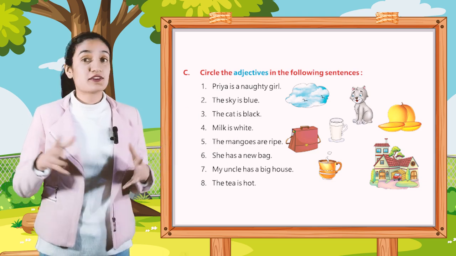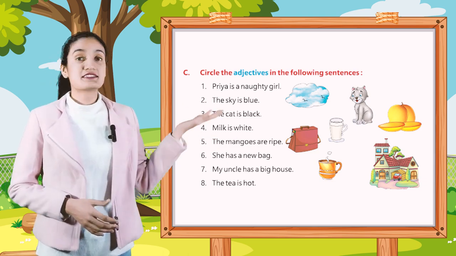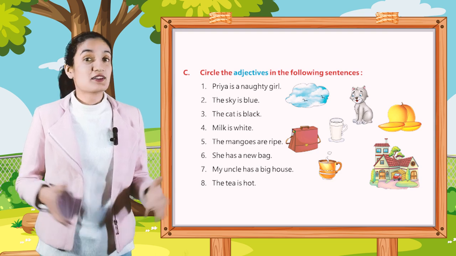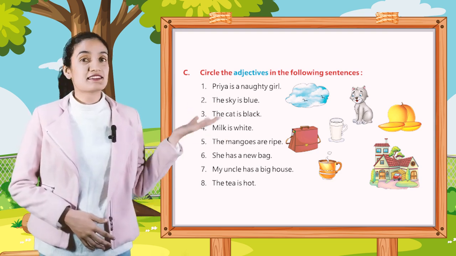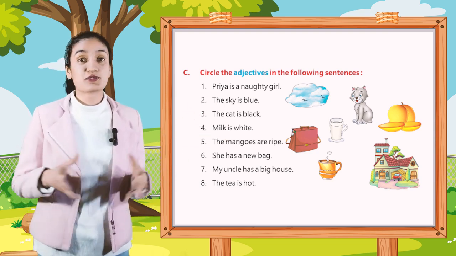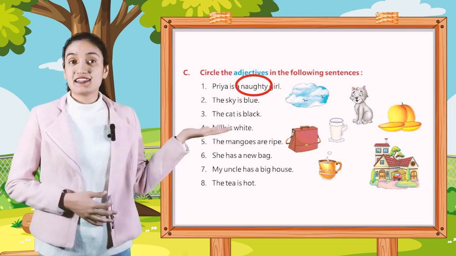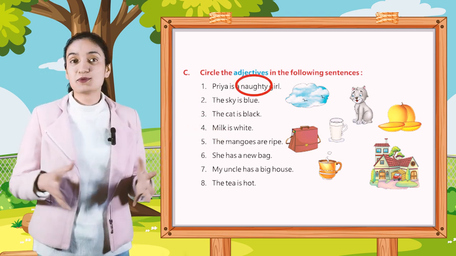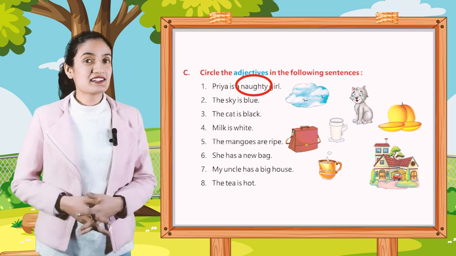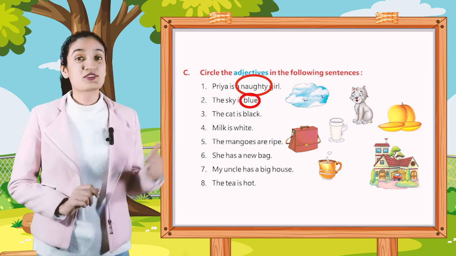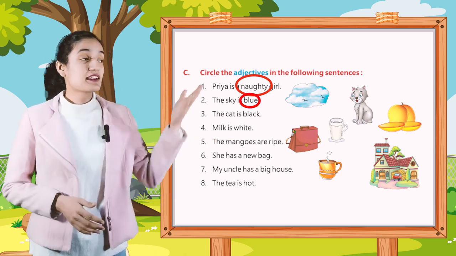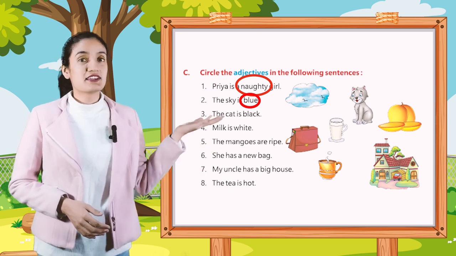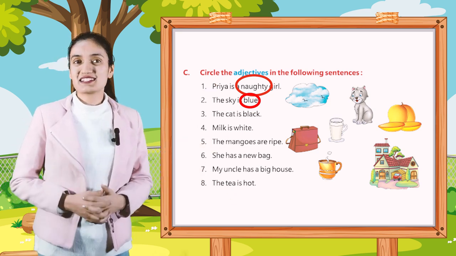Circle the adjectives in the following sentences. First, Priya is a naughty girl. So, in this sentence, naughty is the adjective. So, we will circle naughty. In the next, the sky is blue. So, here, what is the adjective? Yes, it's blue. So, circle blue. In this way, circle all the adjectives in other sentences too, accordingly.